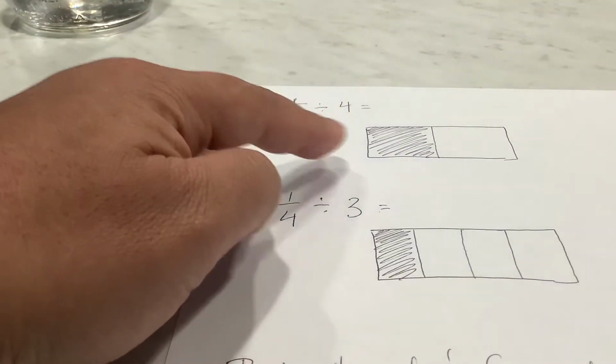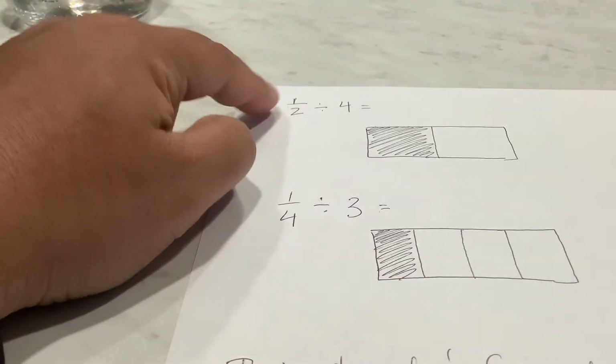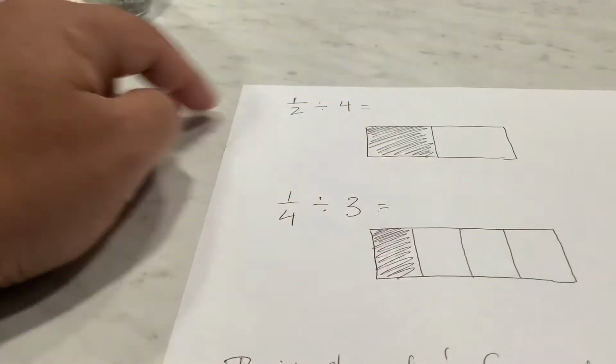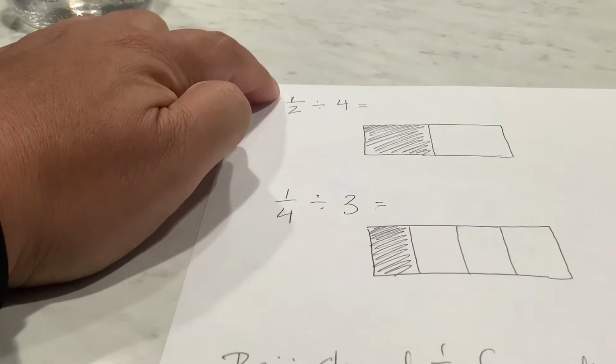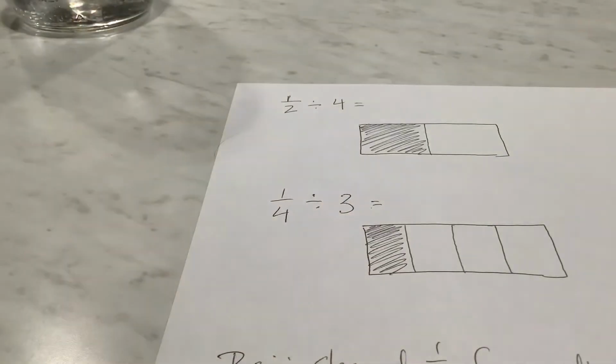So, the other problem that ISIS had was 1/2 divided by 1/4. 1/2 is what you start with, so that's the dividend, divided by the divisor. So, you have 1/2 split between 4 people.